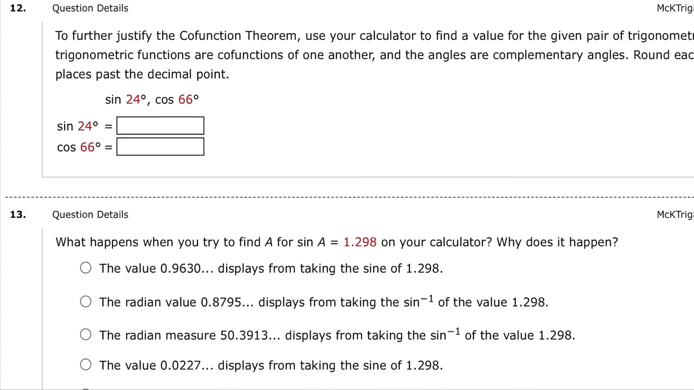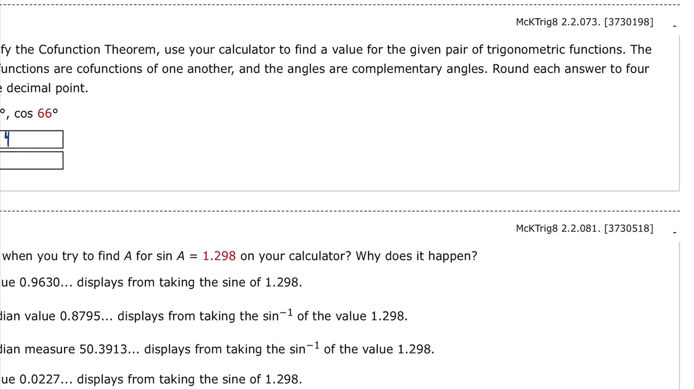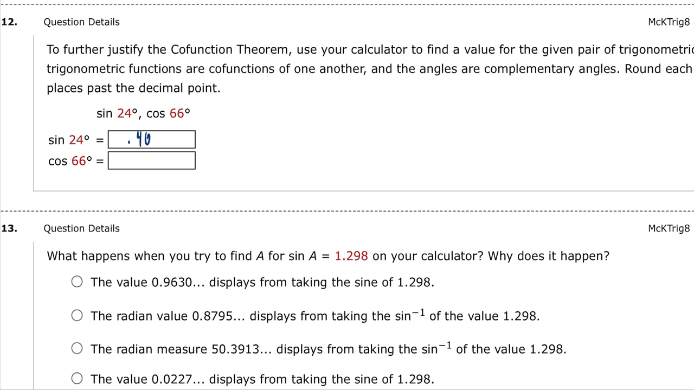Let's see what they're asking for. They're basically asking us to verify or justify the cofunction theorem, because remember, these two are supposed to be equal to one another because these are complements of one another and these are cofunctions of one another. So you can verify that by actually just doing this on your calculator. What is the sine of 24? Sine of 24 is 0.4067, rounded to 4 decimal places. And then the cosine of 66 degrees is 0.4067. And as you can see, these are the same.